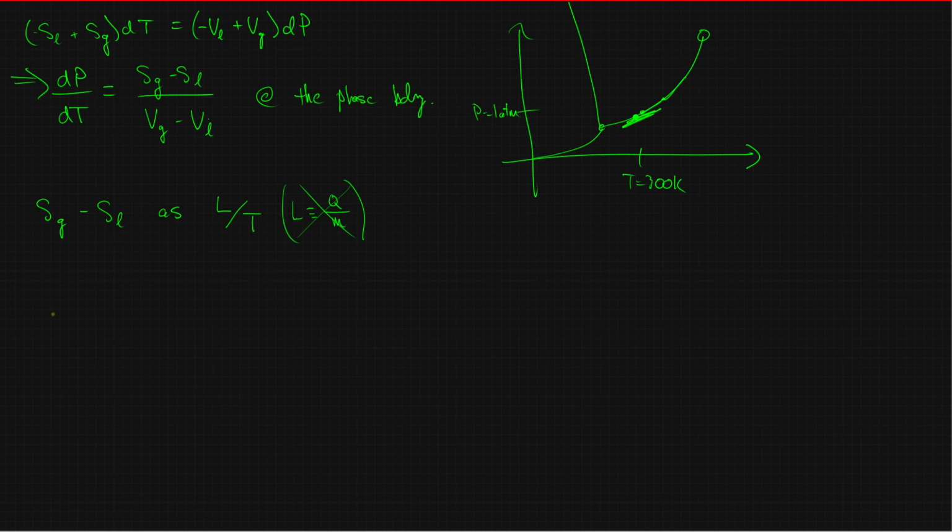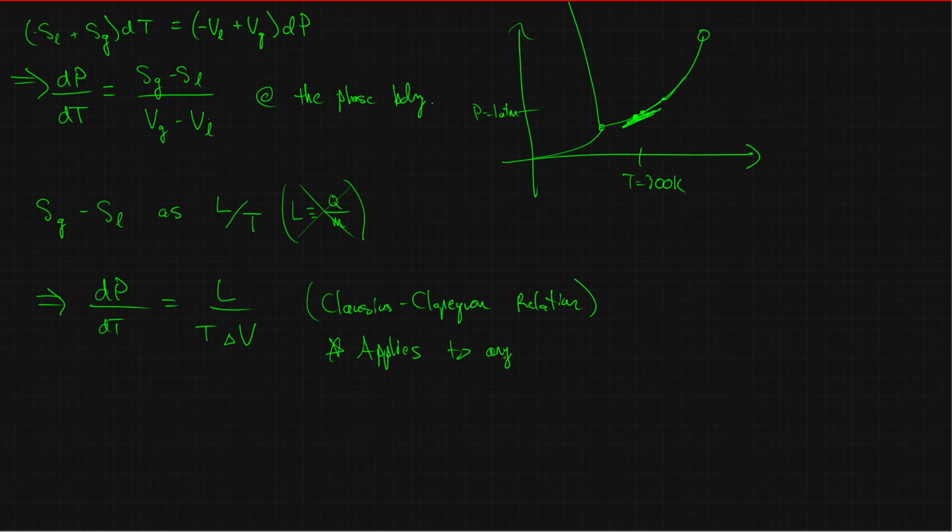So if we use this fact, then we can use that in our relationship to derive the famous Clausius-Clapeyron relation. And this applies to any phase boundary. That's what's so powerful about it. Any phase boundary.